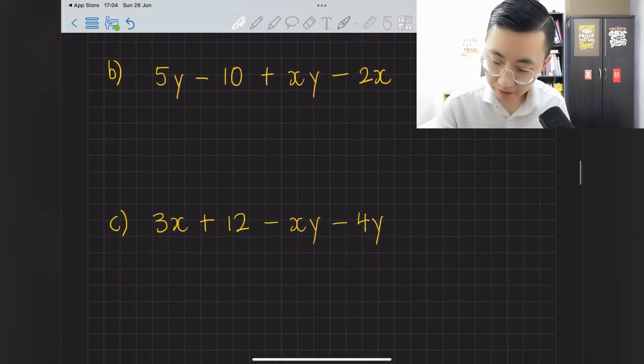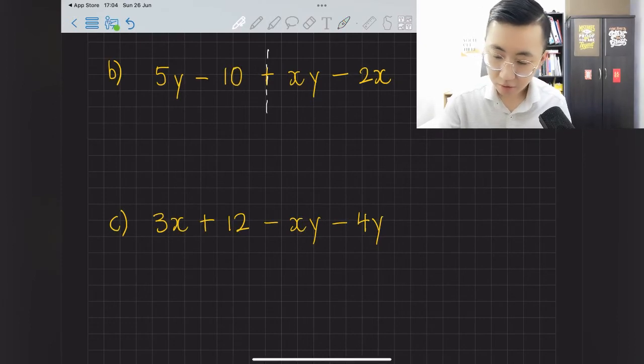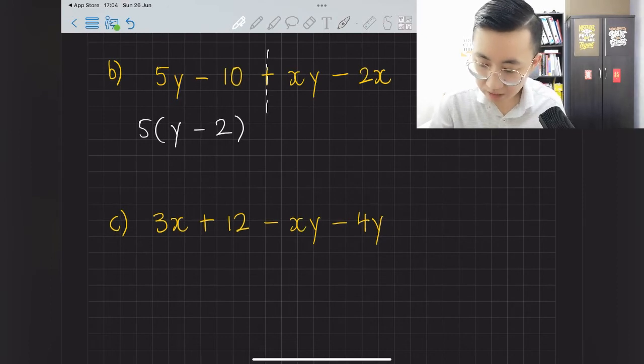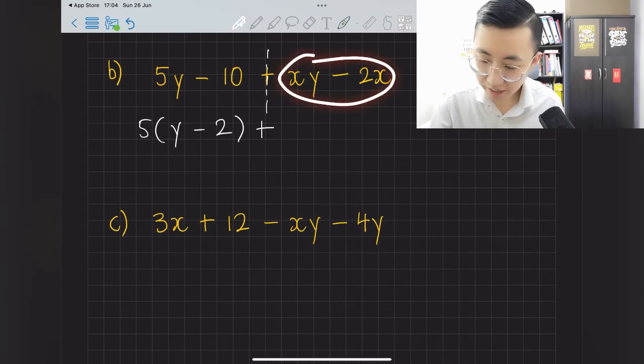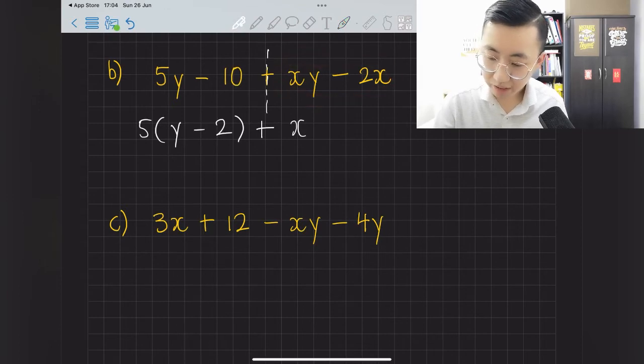So you need to split down the middle. Alright, so split it down the middle. Alright, so 5y minus 10, you can factorize 5. Okay, so top up inside the bracket, this will be y minus 2. And then you're going to put plus. So now you're going to factorize the second part. So second part, I can take out x bracket. So there will be y minus 2.